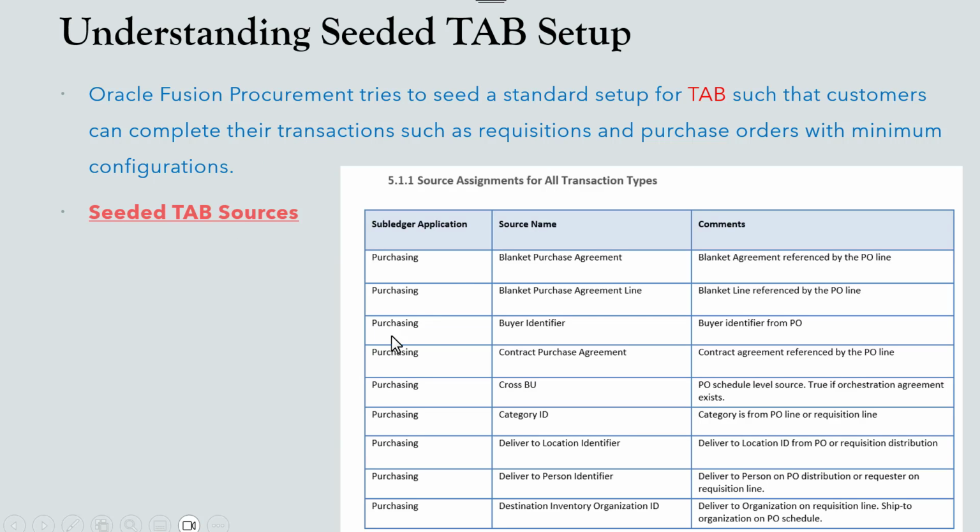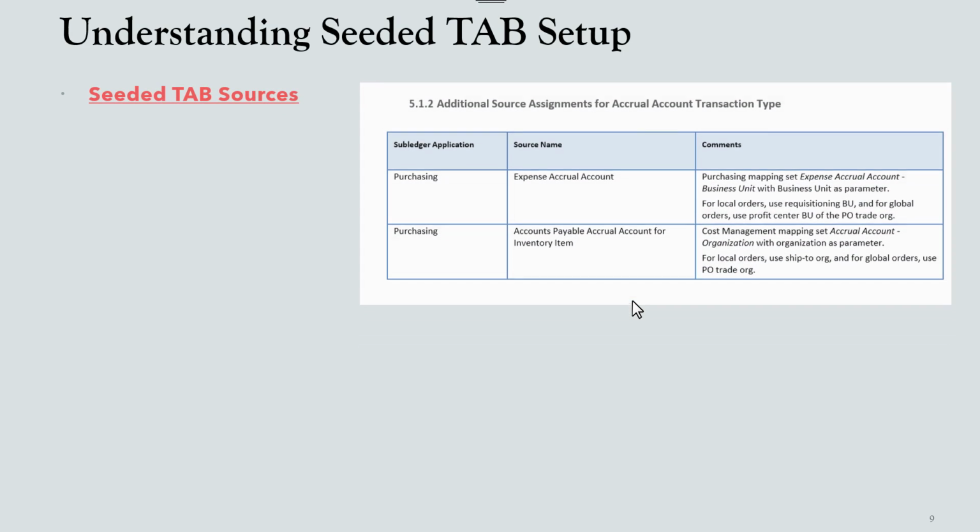If you see here, subledger application Purchasing, source name Blanket Purchase Agreement, blanket purchase referenced by PO line. Again, for the same application, Purchasing, Blanket Purchase Agreement line as a header and line, blanket line referenced by PO line, and so on. Purchasing buyer identifier from PO, cross PO category is from PO line or requisition line, and so on. Again, continuing the seeded TAB sources for Purchasing.